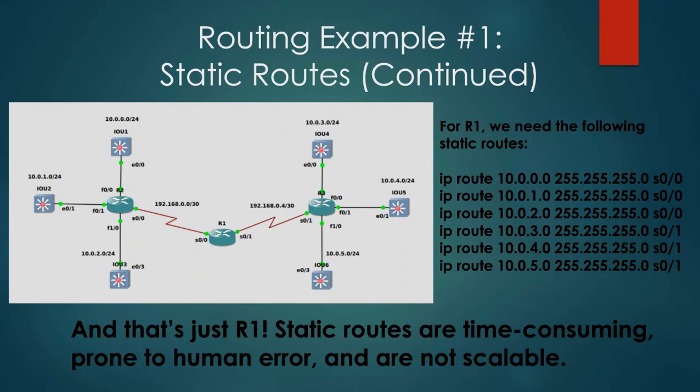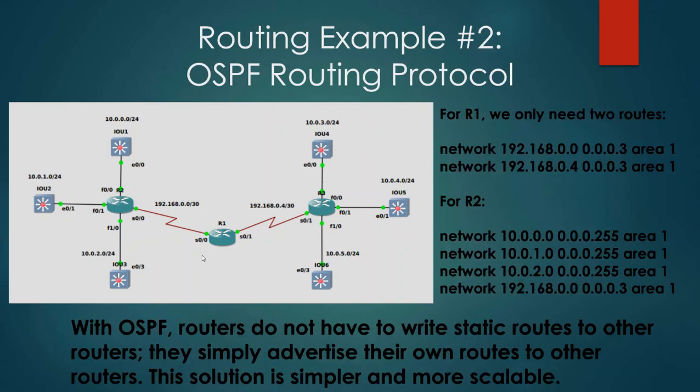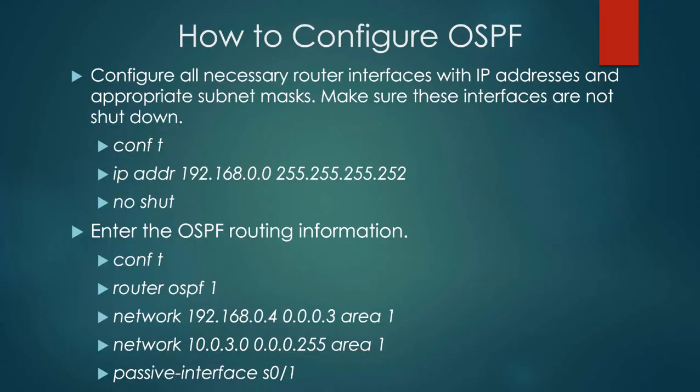So for example, as I said before, for R1, all you have to do is write the commands for these two networks, 192.168.0.0 and 192.168.0.4. That's all you have to write. That's all you have to configure on R1. Then there's this other command: passive-interface S0/1.